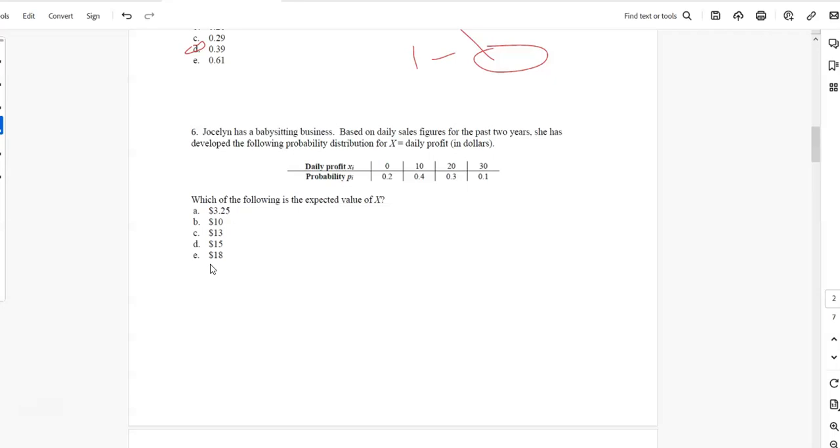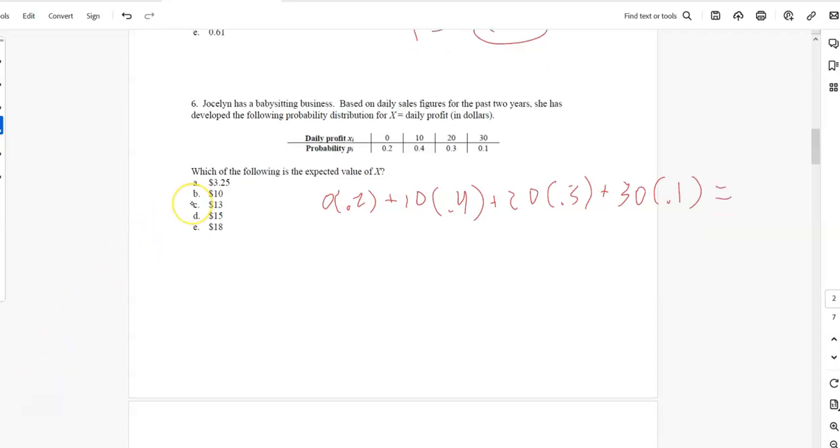So this is just that formula. It's 0 times 0.2 plus 10 times 0.4 plus 20 times 0.3 plus 30 times 0.1. And just type that in your calculator and see what you get. And when you type it in, you do get 13.